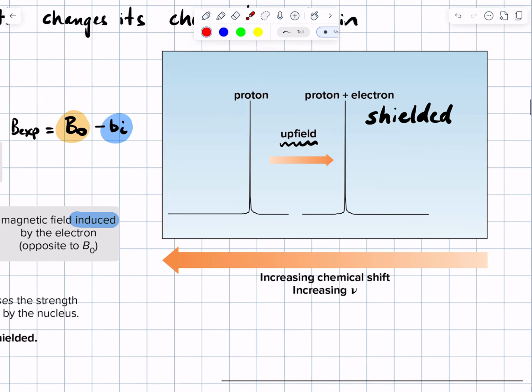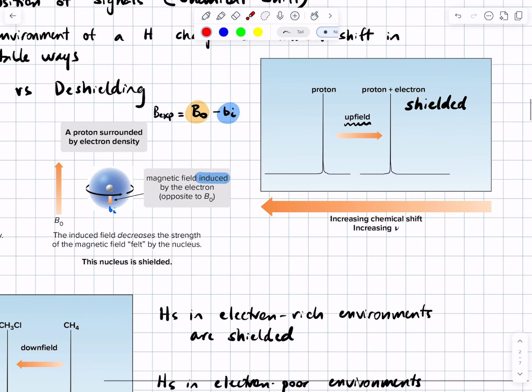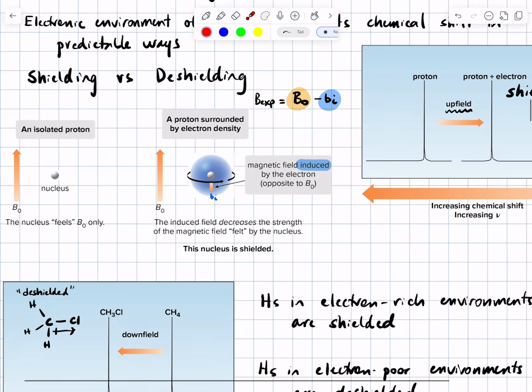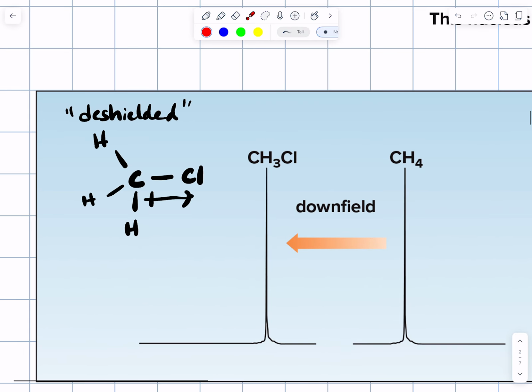Okay, can I ask you a question? Yeah. So when you go up the graph, you're actually decreasing frequency, which is adding electrons and shielding it? No, when you go to the right, you are decreasing frequency. That means lower energy gap. That means lower field experienced. That means more shielding. To the left is increasing chemical shift. That means increasing energy gap. That means increased experienced field. That means de-shielding.